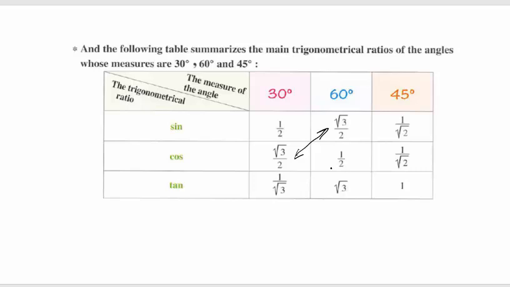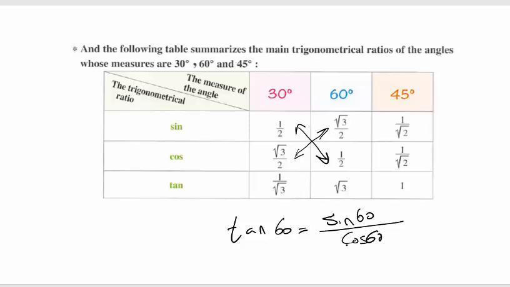Cosine 60 equals half, which is equivalent to sine 30. And tan 60 equals root 3. As you can see from here, we can write that tan of any angle, for example 60, will be sine 60 over cosine 60. As we said before, tan is not only the opposite over the adjacent, but also the ratio between the sine and the cosine of the same angle.